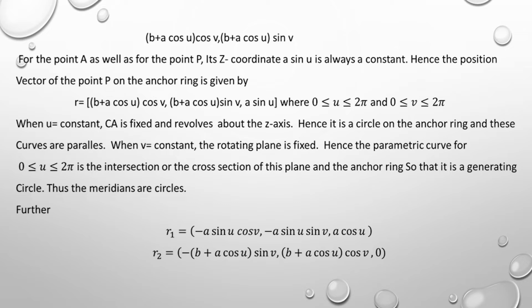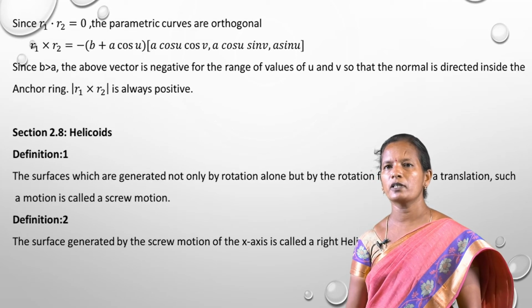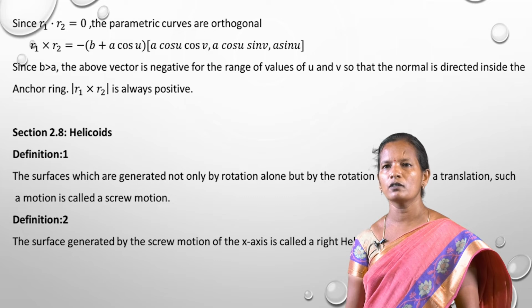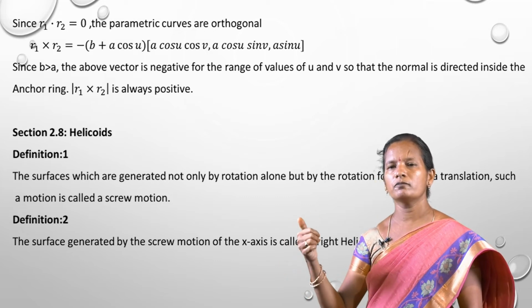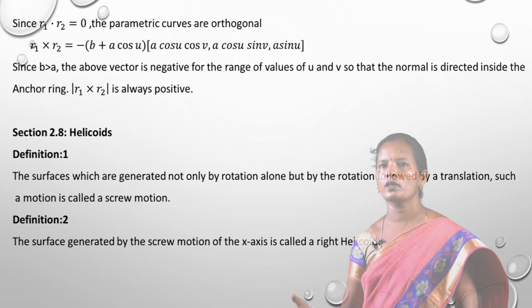Further, R1 vector is (−A sin u cos v, −A sin u sin v, A cos u), that is the x, y and z coordinates. And R2 vector is equal to (−(B + A cos u) sin v, that is the x coordinate, and the y coordinate is (B + A cos u) cos v, and the z coordinate is 0. Since R1 dot R2, the dot product between R1 and R2, is equal to 0, the parametric curves are orthogonal.